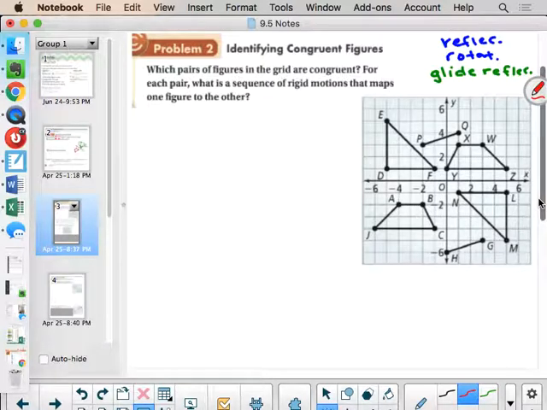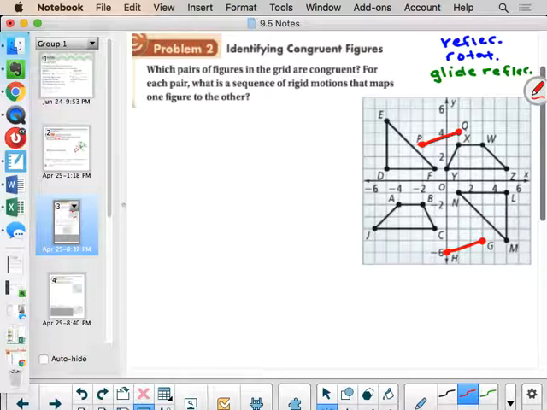Now, can we all agree that P, Q, and H, G are congruent to one another? We all agree? Okay. So now I want to know, what is the sequence? What is the rule that would take me from either PQ onto HG or HG onto PQ? What transformation do you see?